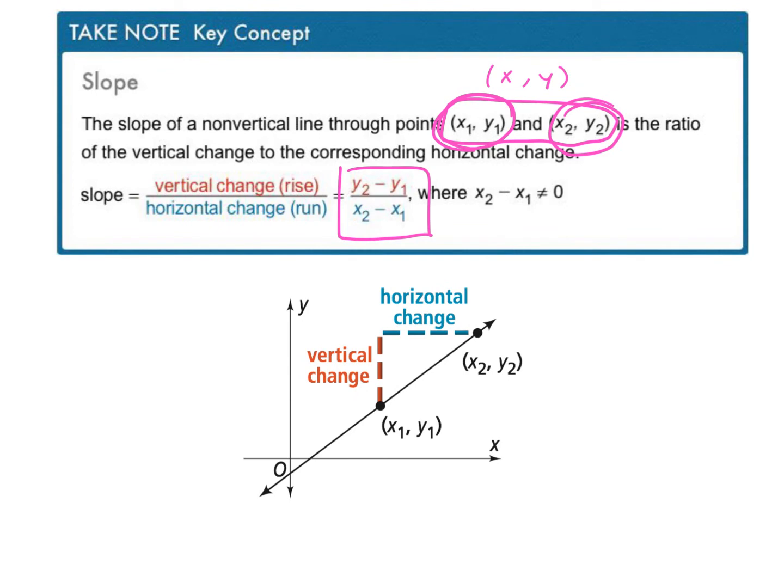If it gave you the graph, you could always just count your rise over run. The vertical change would be your rise, the horizontal change is your run. So if it gave you the graph of a line, you can count your slope as rise over run. But if it just gave you two points, this is the formula that we would use.